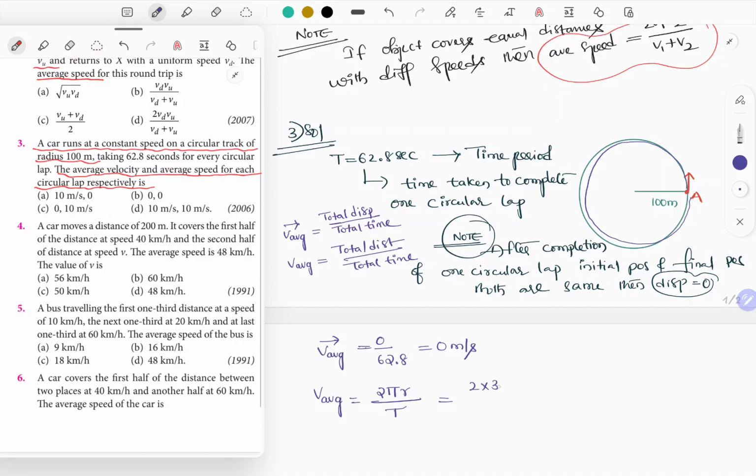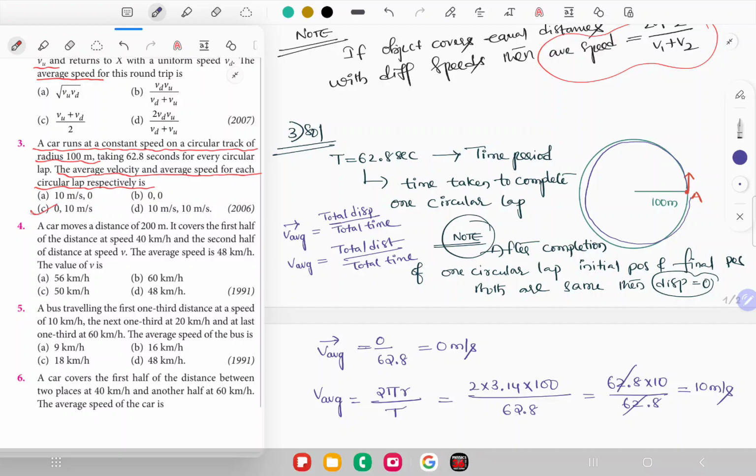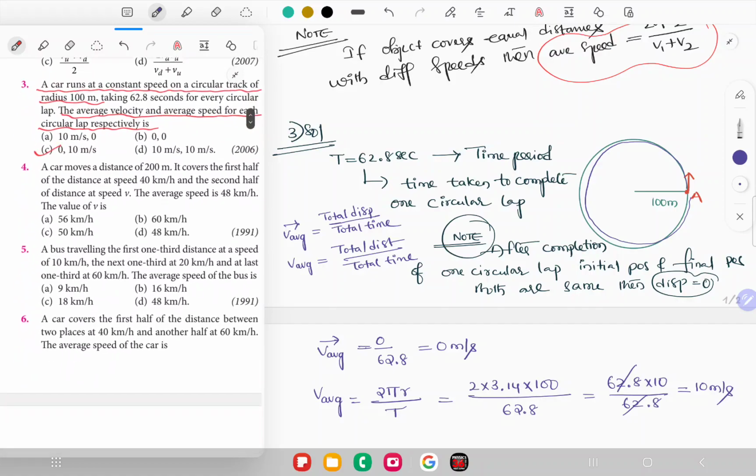So 2 into 3.14 into radius, which is 100 meter, divided by 62.8. Let me multiply 3.14 with 2, you are going to get 6.28. I can write 6.28 as 62.8 into 10 divided by 62.8. So the 62.8 will get cancelled. Answer is going to be 10 meter per second. Look at this. So which option is matching? The first answer, they're asking average velocity. Average velocity is 0 initially. That is how we have to answer.